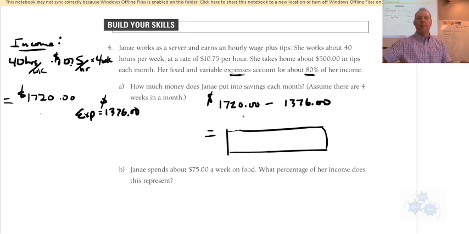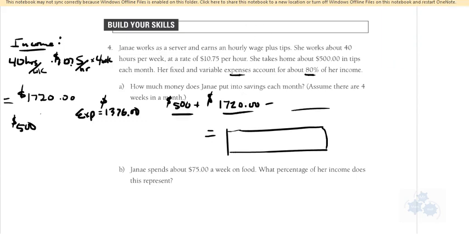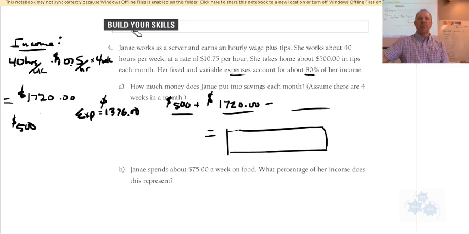Oh, you know what we forgot? We forgot the $500 tips. So we got to do $500 plus her earnings. Okay, so because we added that $500 in tips, we actually have to change the expenses. So let's go back and do that. So her total income here is going to be what? $17.20 plus 500 is going to be $22.20.